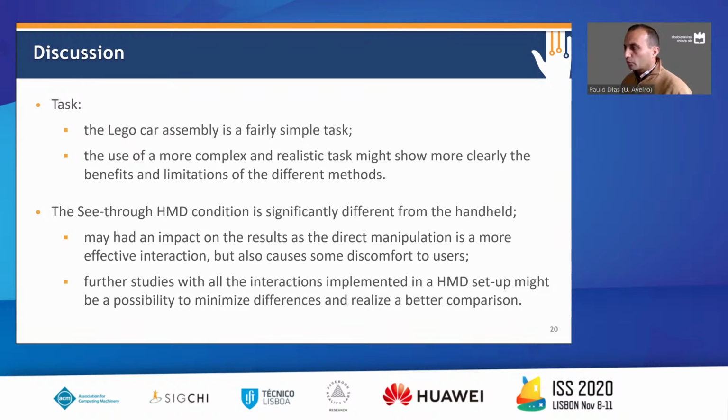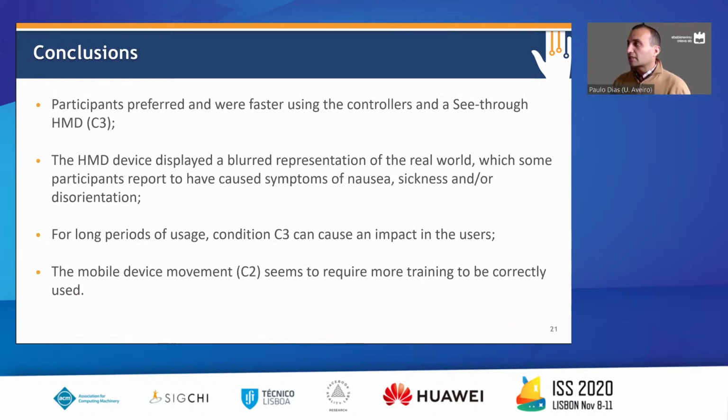We also had some problems with the HMD system because the camera of the HTC Vive is of low resolution. So there is a kind of discomfort; the image is not very good. Most of the users complained that after a while they would probably feel some sickness and dizziness. So it was a problem that we also had with the HMD. Okay. So the global conclusion is that the HMD and controller condition was the fastest one and was the preferred.